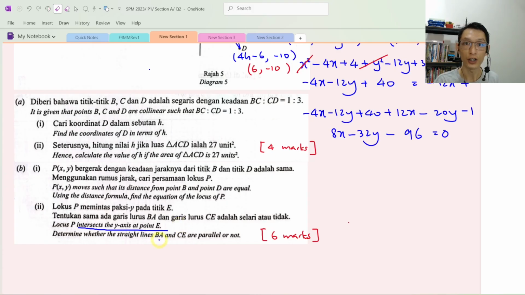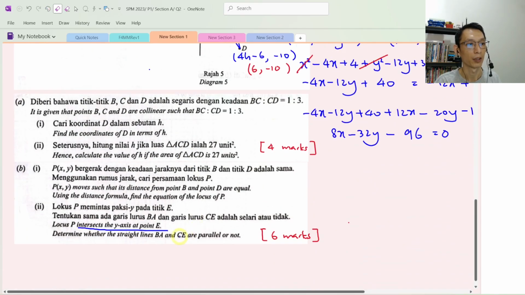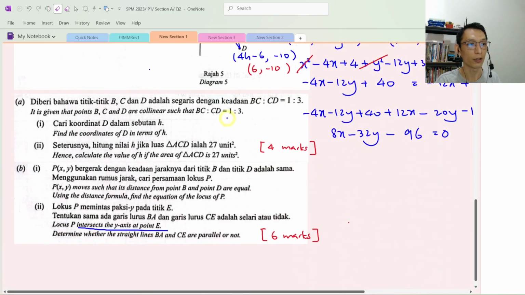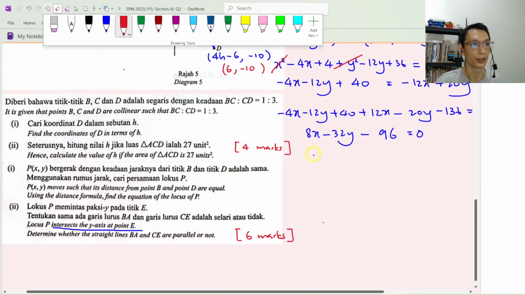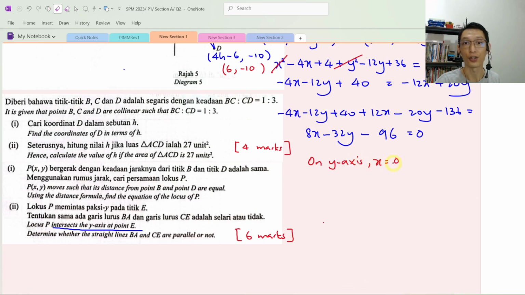So what formula do we use to find the gradient? y2 minus y1 divided by x2 minus x1, right? So for point B and point A, we don't have any problem because we have their coordinates. Point C, we have the coordinate for point C as well, but the problem is we don't have the coordinate of point E. So let's find the coordinate of point E first. On the y-axis, x is equal to 0, right?